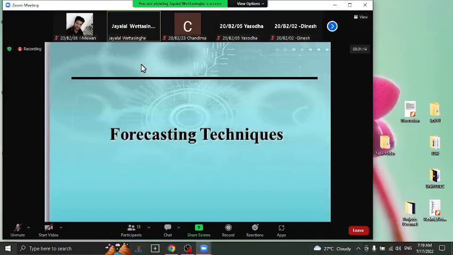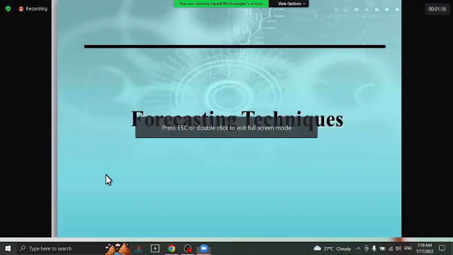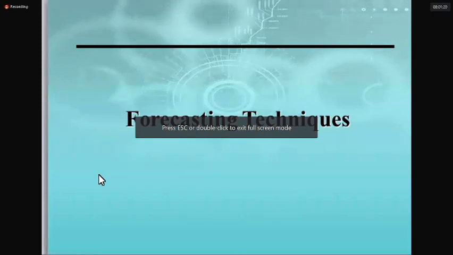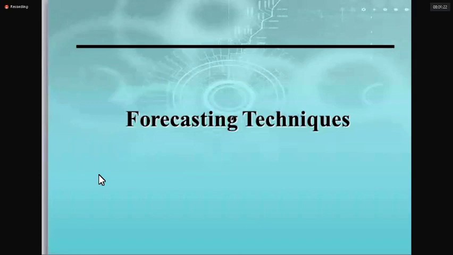Under forecasting techniques, there are a lot of forecasting techniques with a lot of statistical techniques used to forecast, because all of our present activities in the business environment depend on forecasting. Forecasting means we predict future demand and future conditions, all those things. So forecasting is a very important thing.